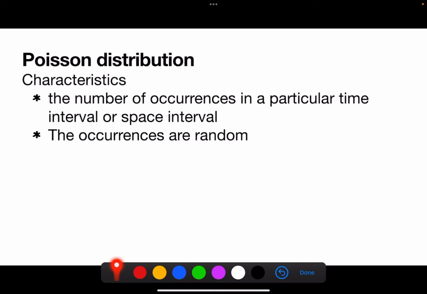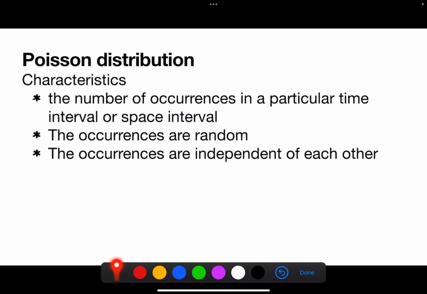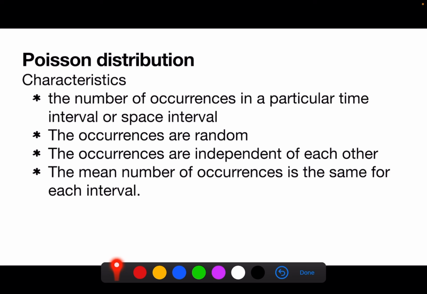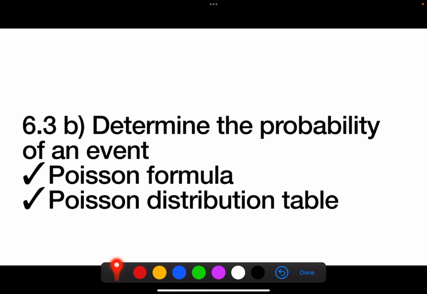The occurrences are random. We're doing probability, so the occurrences must be random. The occurrences are independent of each other, and the mean number of occurrences is the same for each interval. Alright, let's go to how to determine the probability of an event. We have two, just like binomial. We're going to use the Poisson formula and Poisson distribution table.